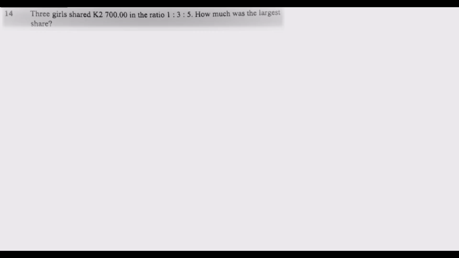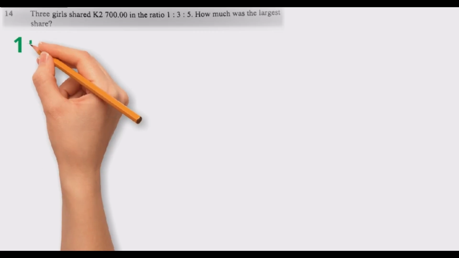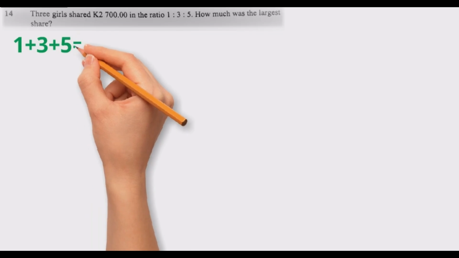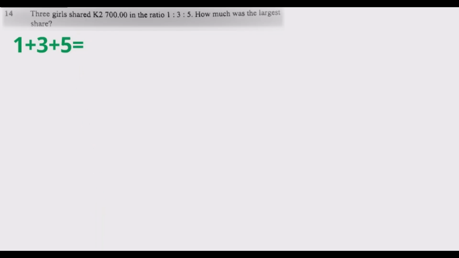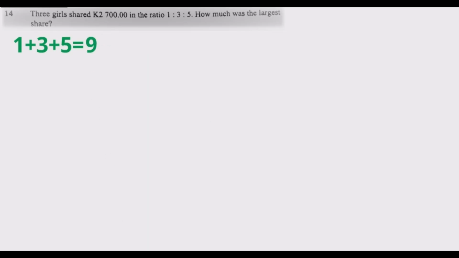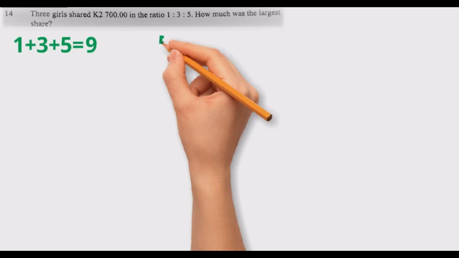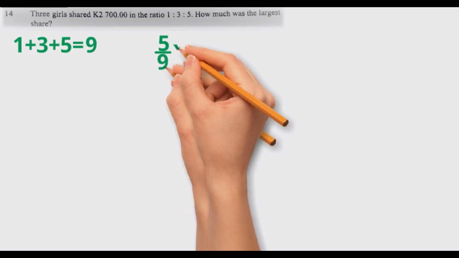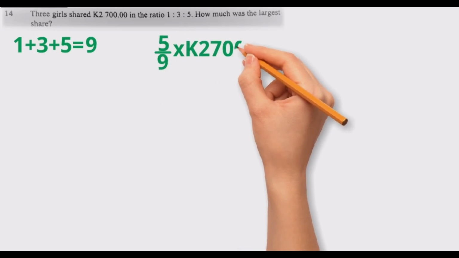So what we're going to do is first find the sum of all the ratios given. So we have 1 plus 3 plus 5. 1 plus 3 will give us 4. 4 plus 5 will give us 9. So the total sum of the ratios given is 9. The biggest ratio, we said, is 5. So we're going to come up with an expression which is 5 over 9 times 2,700 kwacha.